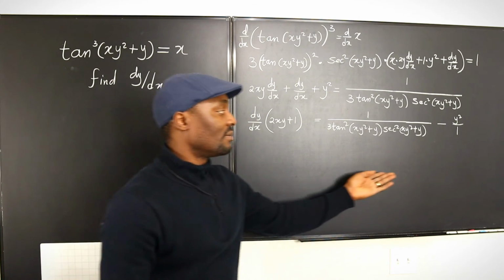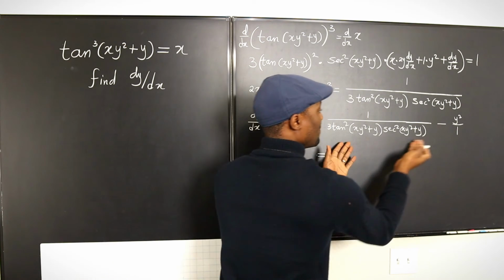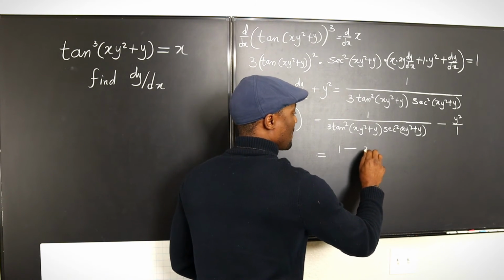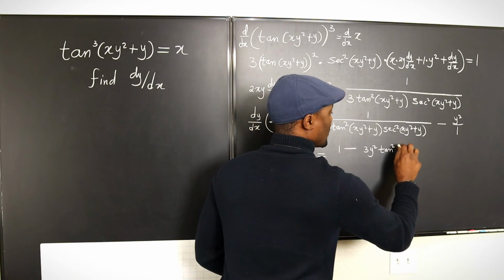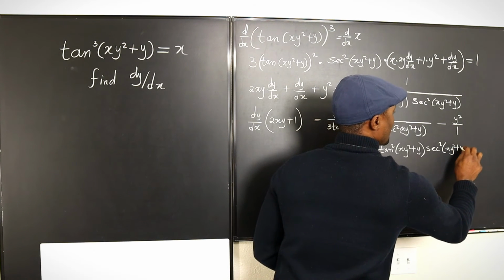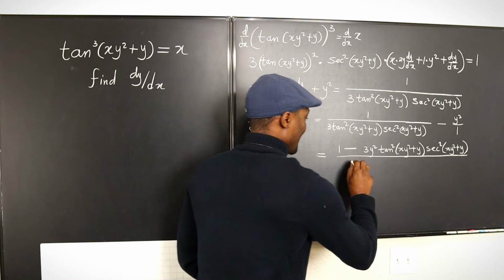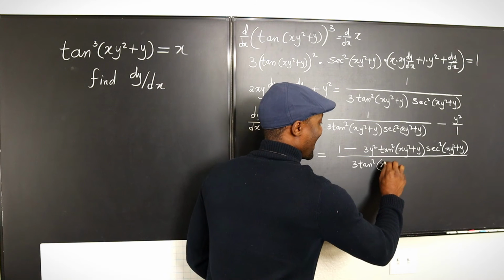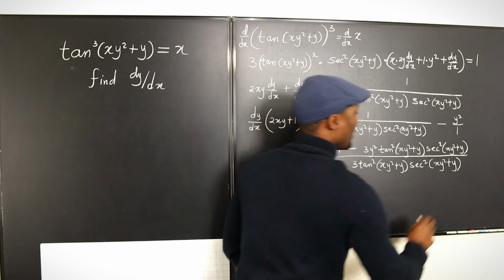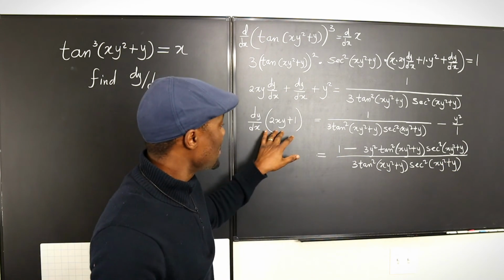Now we can take the least common multiple of both, okay? That's going to be equal to, if we take the least common multiple of both and then we resolve it, here you're still going to have 1, but now it's going to be minus this times this. So that's going to be 3y² tan squared (xy² + y) secant squared (xy² + y), all over, what do we have? Just this. That's 3 tan squared (xy² + y) secant squared (xy² + y). Yes. Now, the last thing is just to divide both sides by this, and there'll be nothing complicated. We just need to move this here, and we're done.